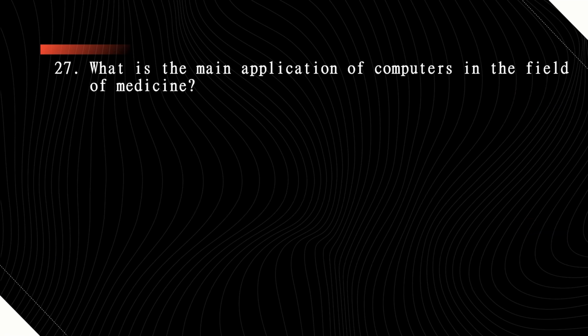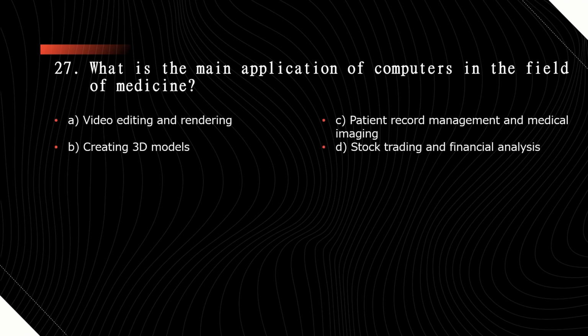What is the main application of computers in the field of medicine? Options: A. Video editing and rendering. B. Creating 3D models. C. Patient record management and medical imaging. D. Stock trading and financial analysis. Answer is C. Patient record management and medical imaging. Computers are extensively used in medicine for managing patient records, medical imaging, diagnostics, and research.